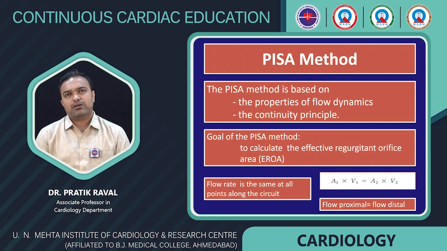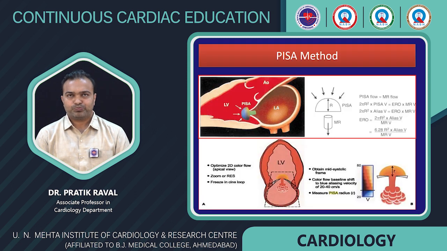PISA method is another color flow method. The PISA method is based on the properties of flow dynamics and the continuity equation principle. The main goal of the PISA method is to calculate the ERO area. This method is based on the principle that the flow rate is the same at all points along the circuit. In our example, this circuit is the regurgitant jet. So the flow proximal to the ERO through the regurgitant orifice should be equal to the flow distal to the regurgitant orifice. So what is PISA?